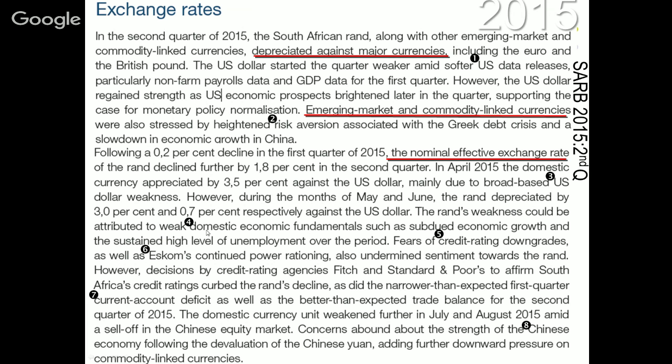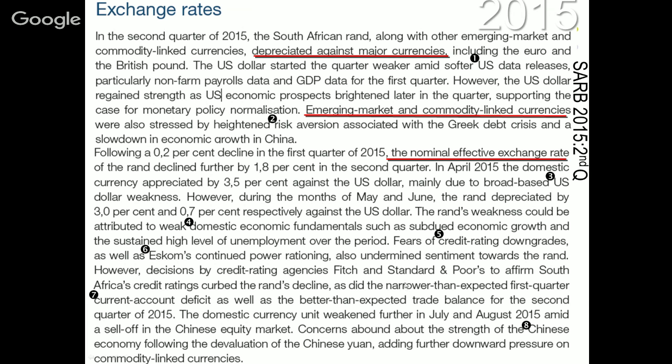The rand's weakness could be attributed to weak domestic economic fundamentals. So what happens domestically is also important. If you think of your news, domestic issues also weigh on the rand, such as growth, high level of unemployment. That weighs negatively on the value of the rand because of the transactions. Fears of credit rating downgrades, as well as Eskom's continued power rationing. Can you see the South African story? Also undermines sentiment toward the rand.